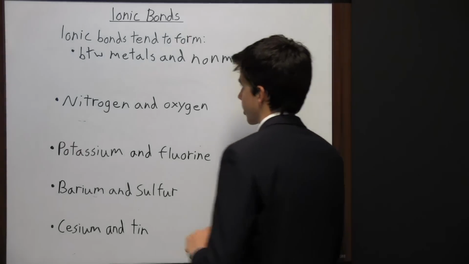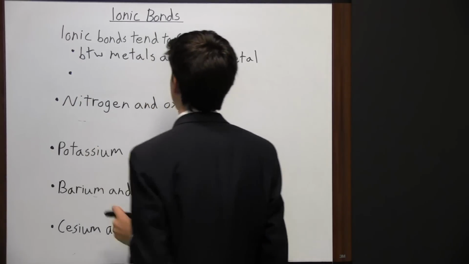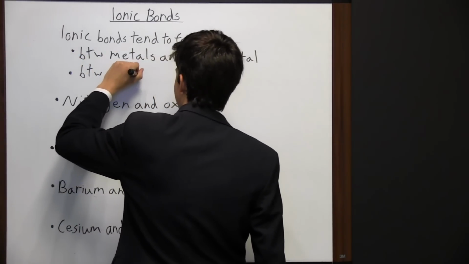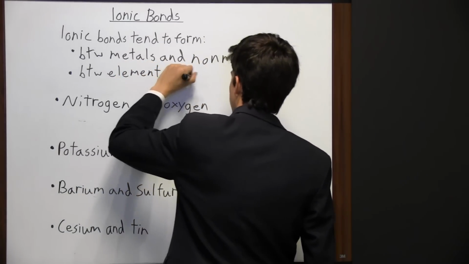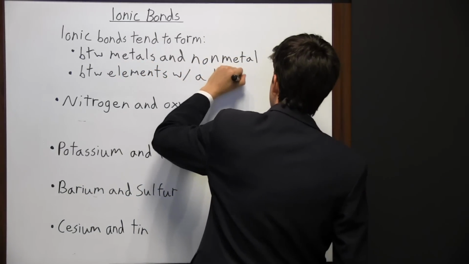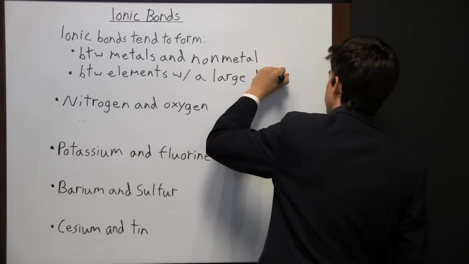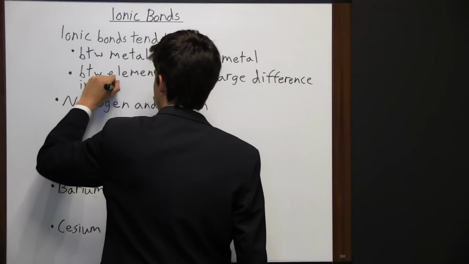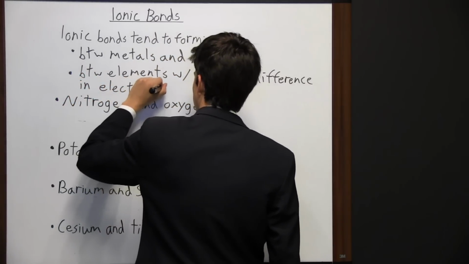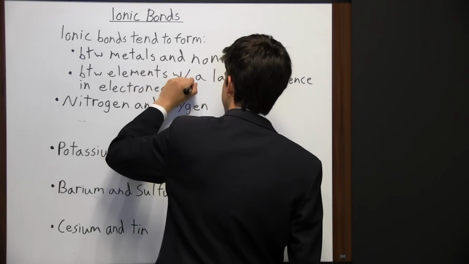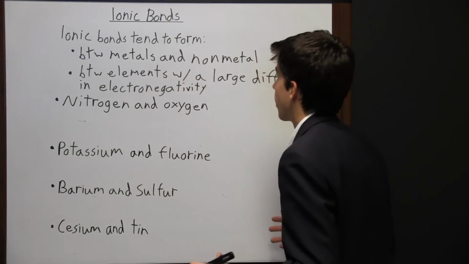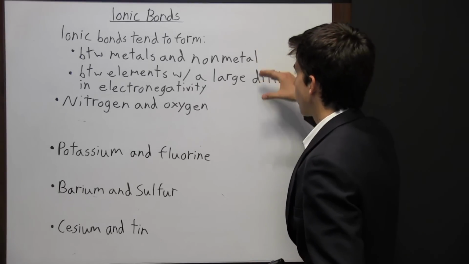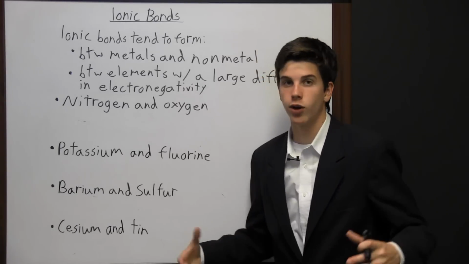Now the second criteria is that ionic bonds tend to form between elements with a large difference in electronegativity. So the larger the difference in electronegativity, the better the chance ionic bonds are going to form. And so if elements meet both of these criteria, they are very likely to form ionic bonds.